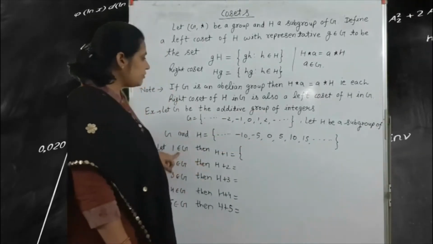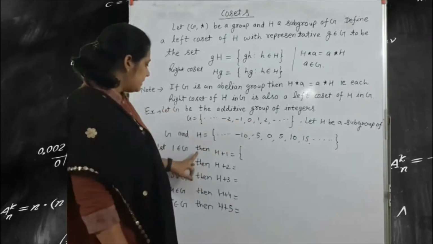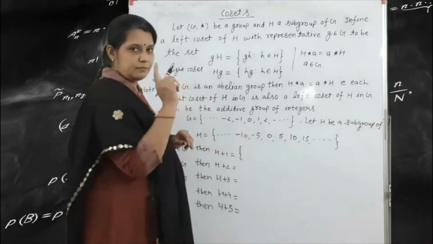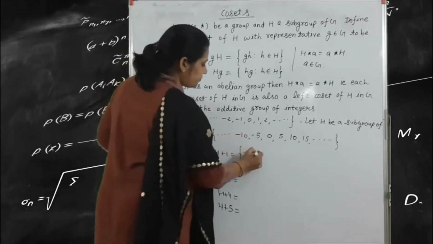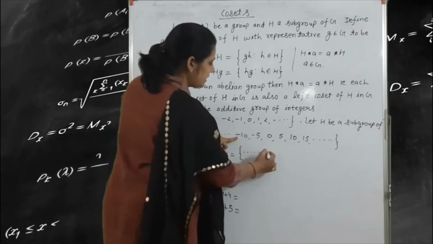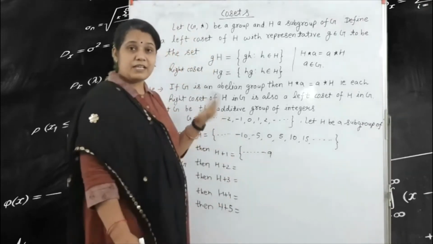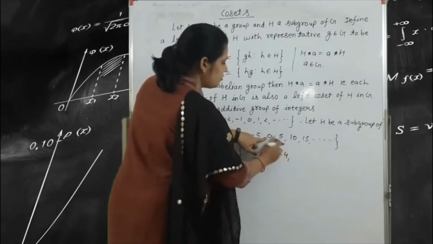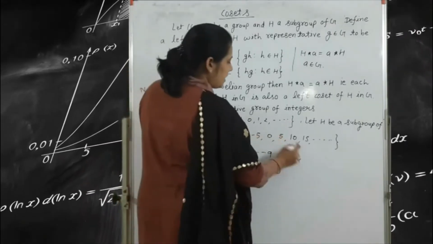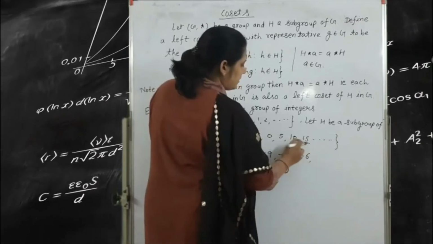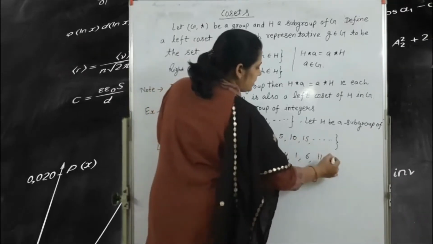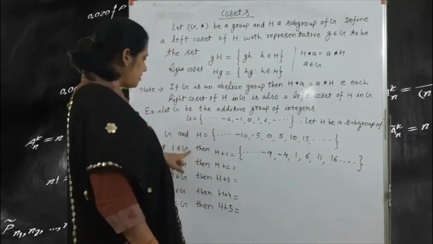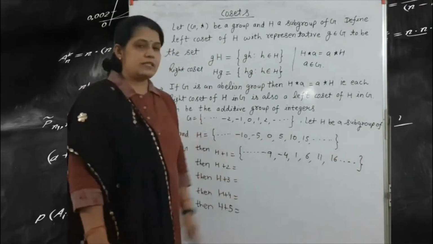Okay, so here if 1 belongs to G, then h plus 1 is equal to what? So you add plus 1 to each element. Minus 10 plus 1 gives minus 9, then minus 4, then 0 plus 1 is 1, 5 plus 1 is 6, 10 plus 1 is 11, and 15 plus 1 is 16. Okay, so if 1 belongs to G then h plus 1 is equal to this.